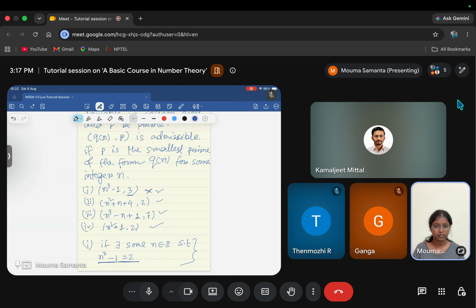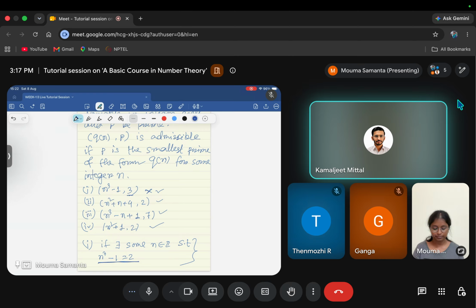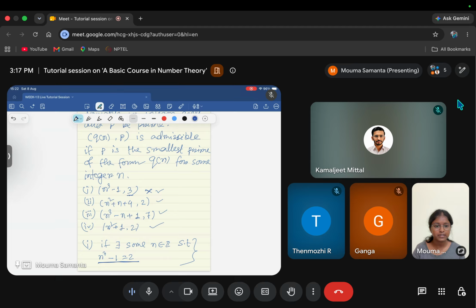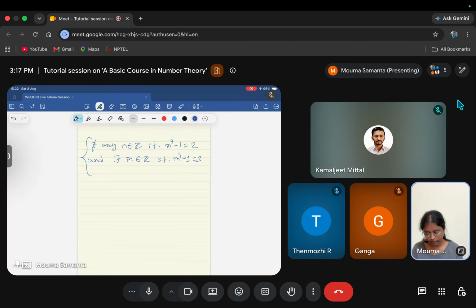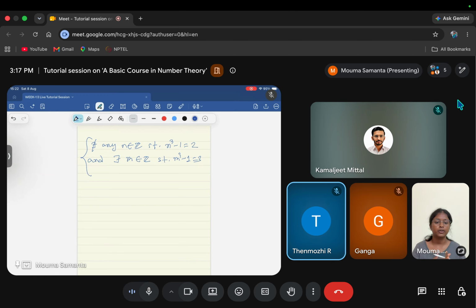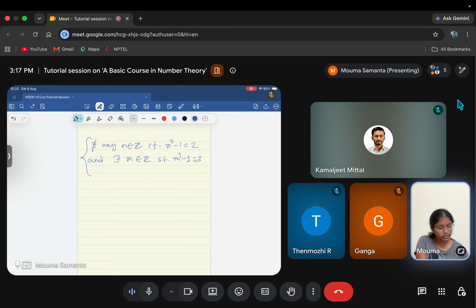Okay ma'am, thank you. So your doubt is clear, right? Yes ma'am. Okay. Anyone else? Denmoji, R and Ganga, do you have any doubt? No, ma'am. Okay, so let's start our discussion today then.